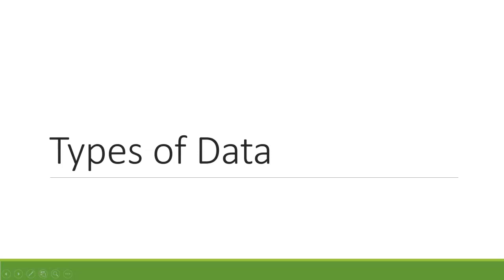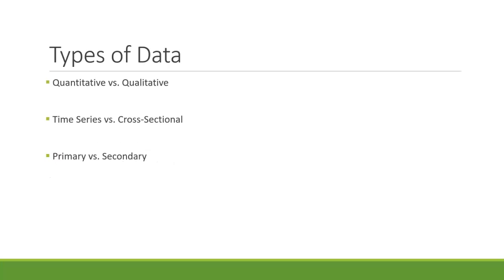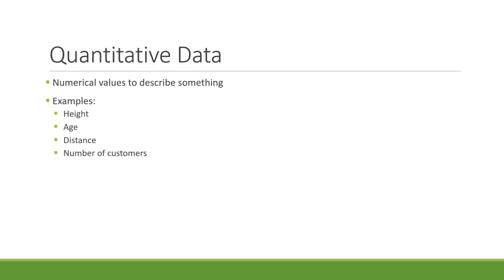Let's talk about the different types of data that you're going to encounter in this class. So we can break it apart in a few different ways. We're going to talk about quantitative versus qualitative data, and then talk about time series versus cross-sectional, and then primary versus secondary data. So first, quantitative versus qualitative.